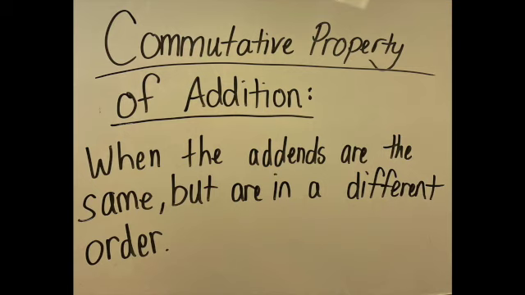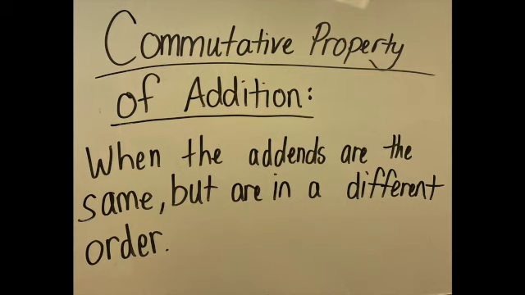This is a new one for today, commutative property of addition. That is going to be a property that you are going to see today when we do one of our problems and later today when you are doing your math book. The commutative property of addition says when the addends are the same but are in a different order, you will have the same sum in both problems. So you'll see later today what I mean by that.